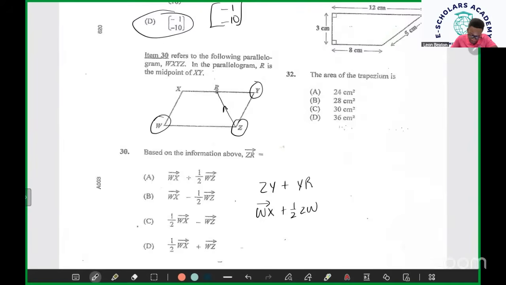Instead, all the answers I got is WZ. So instead of ZW, we can say WZ, but we gotta change the sign. So this will become WX minus half of WZ, because they're going in the opposite direction, that will change the sign. So let's see if they got that option now. WX, so they got that as B.